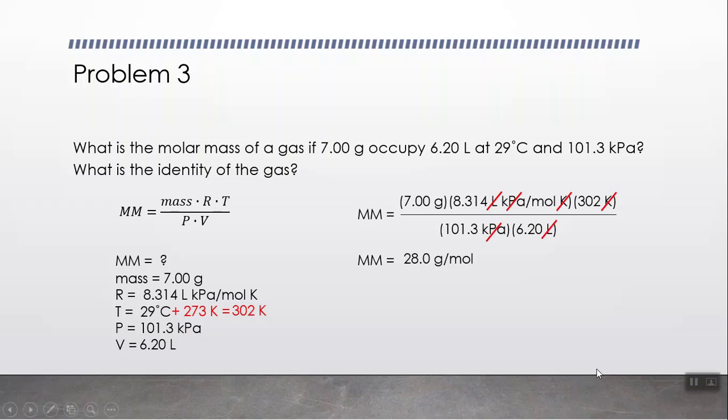So now that we have the molar mass, what is the identity of this gas? You're going to take a look at your periodic table and look for the molar mass that is closest to this value. Go ahead and take time to do that. And what do you think it is? If you said silicon, you are incorrect.